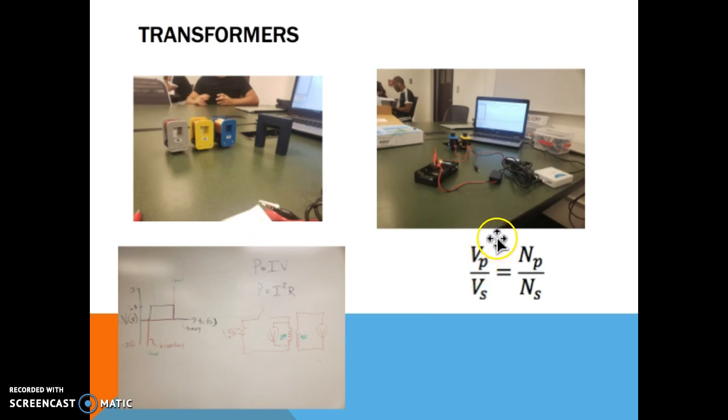We related that the voltage in the primary circuit divided by the voltage in the secondary circuit should equal the number of coils in the primary circuit divided by the number of coils in the secondary circuit.